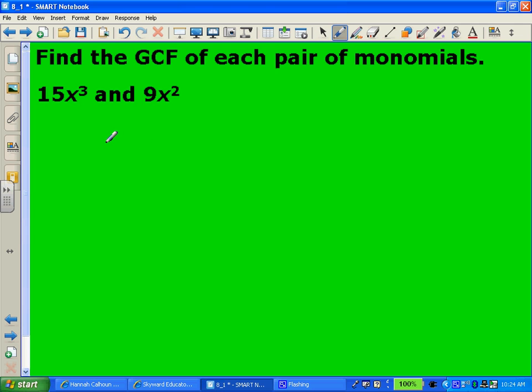Now next up, we add some variables into the picture. So let's do a 15x to the third here. Well, again, let's write its prime factorization. Let's just deal with the 15 here at first. Well, its prime factorization is 5 and 3. So its prime factorization would be 3 times 5, and then I have x, x, and x. Now let's do 9x squared. Well, if I break down the 9 again, that's 3 and 3. So this prime factorization would be 3 times x times x.